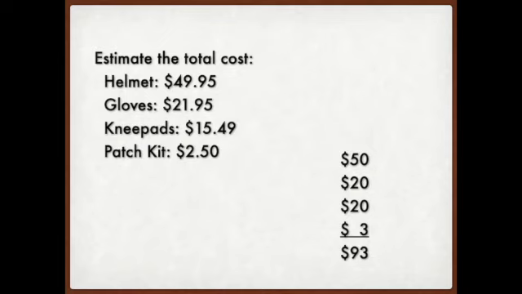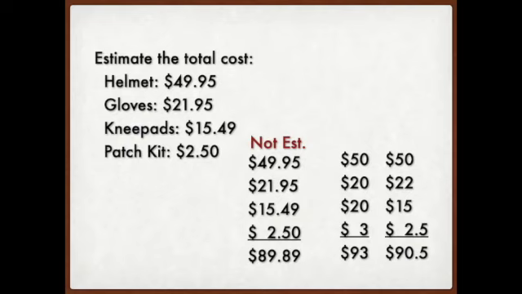Now, if they ask me to round this to the second highest place value, I would be looking at 49.95, so the 95 is greater than 5, so that would round up to 50. The 21.95 would round up, the 95 would round it up to a 22. The knee pads would round down to a 15, and then the patch kit, $2.50.